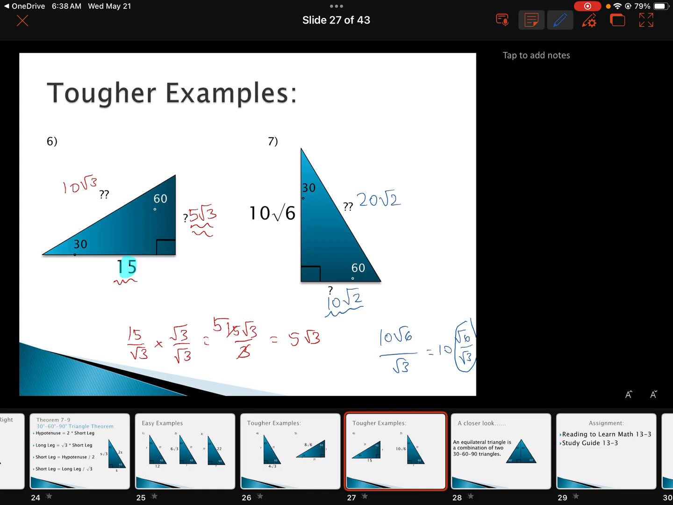So these are tougher. It takes a little bit more thinking, a little bit more work. But once you get used to multiplying radical expressions with other radicals and other numbers, it gets easier.